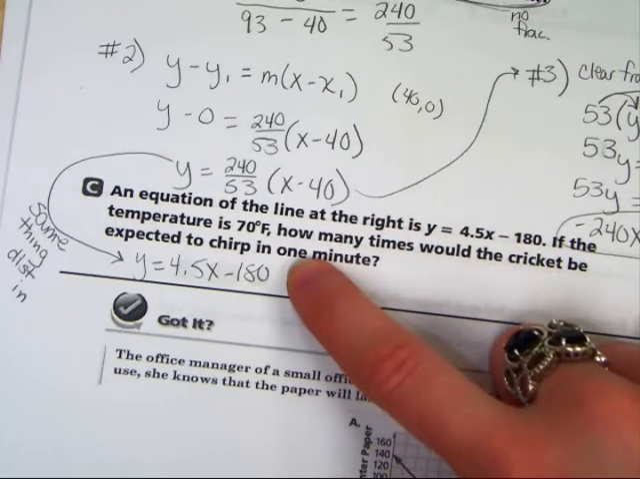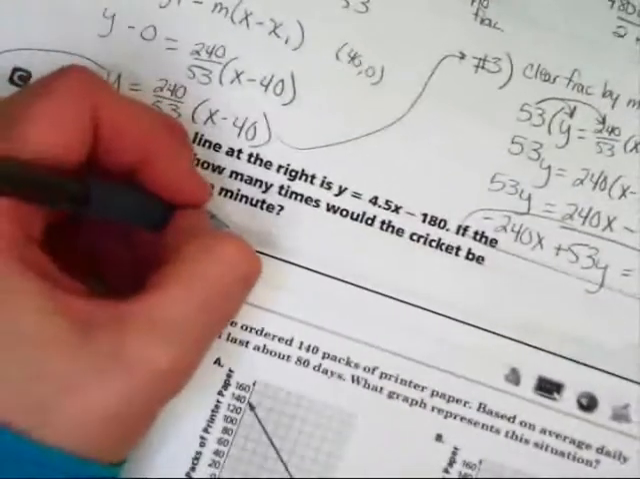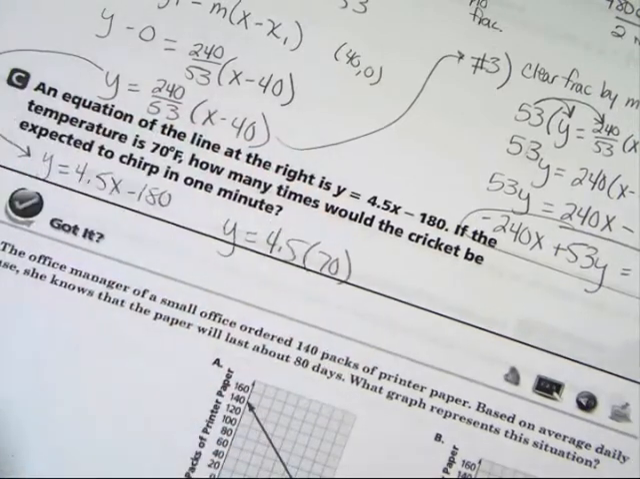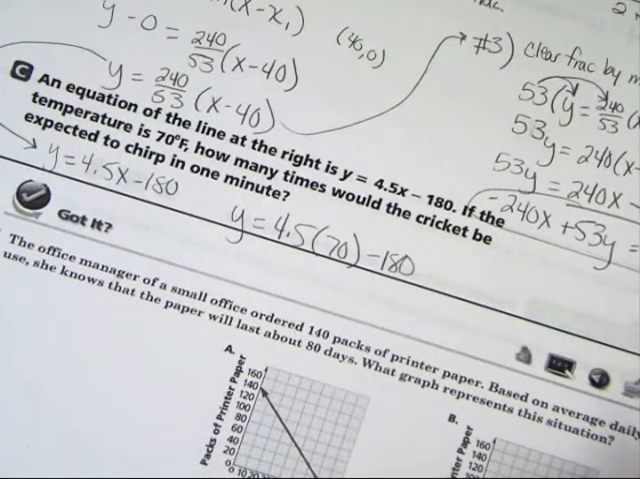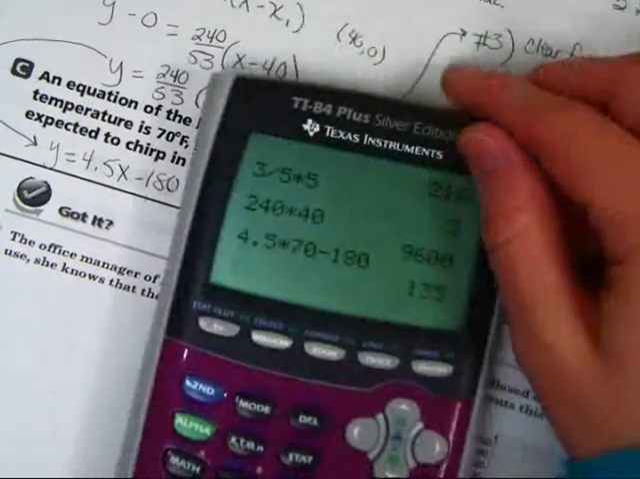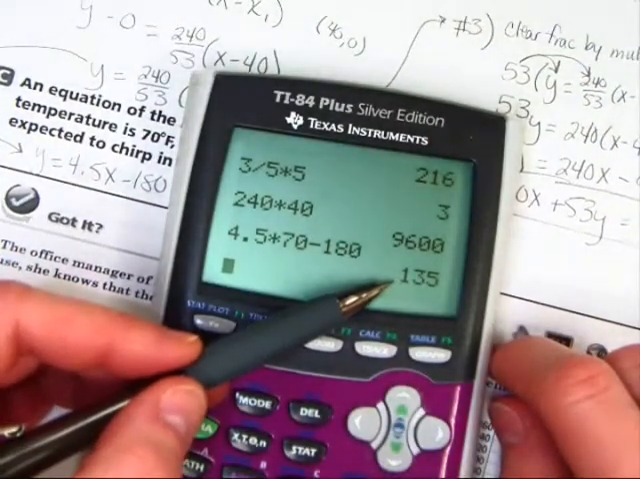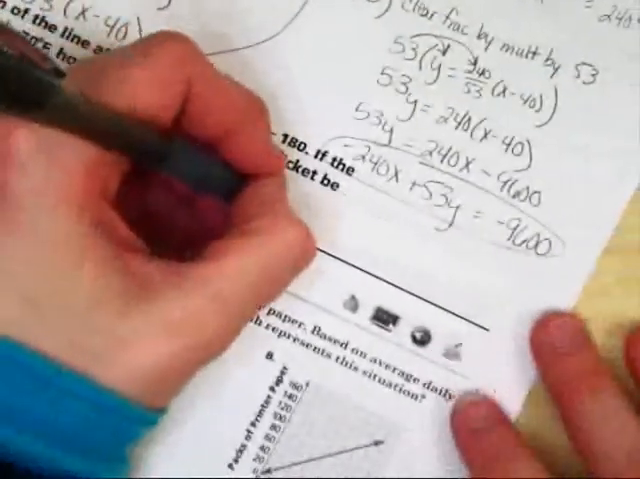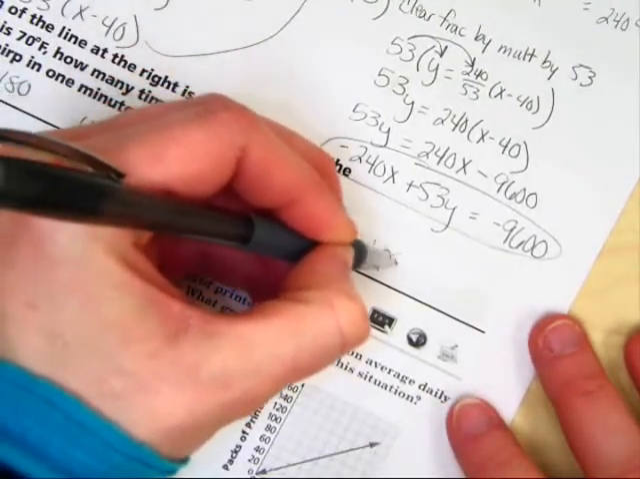So I have the same equation. They want me to plug in 70 degrees. Well, temperature was my x, so I do y equals 4.5 times 70 minus 180. So 4.5 times 70 minus 180. See it there? I plugged in my 70 degrees. The crickets will be expected to chirp 135 times. Okay? So we'll write 135 chirps in 1 minute.